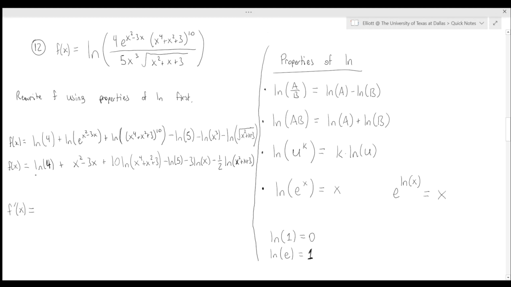So first, here, natural log of 4 is just a constant. There are no x's in it. And remember that the derivative of a constant is just 0. So I'll write 0 for now. And then here, derivative of x squared minus 3x would be 2x minus 3.